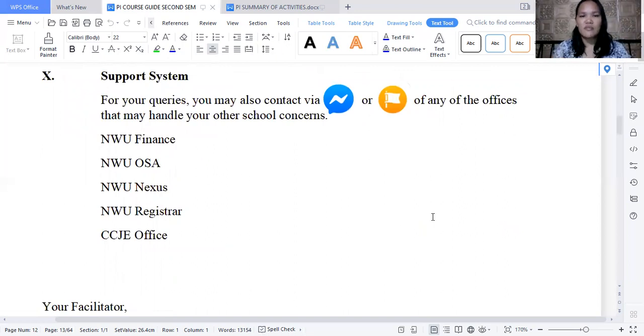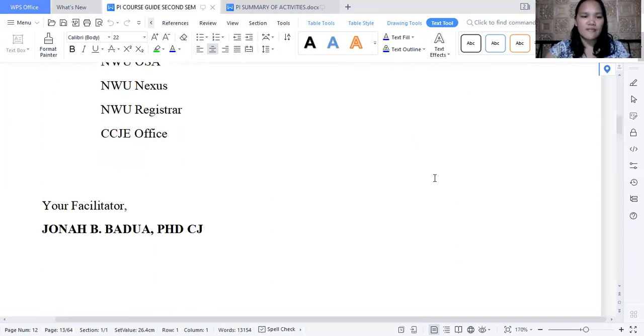For the support system in terms of finances, the finance department is there. For student concerns and other student activities, USA is there. Regarding your Canvas concerns, SERP, and your password account, just message Nexus. For the registrar, regarding your student records, you can contact them. And of course, the CCJE office is open for consultation. And still, you have to engage also with your year level advisor.